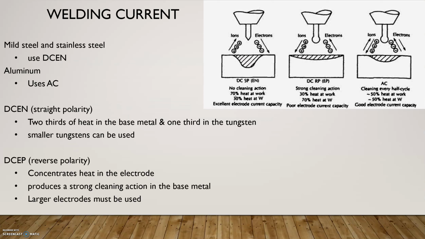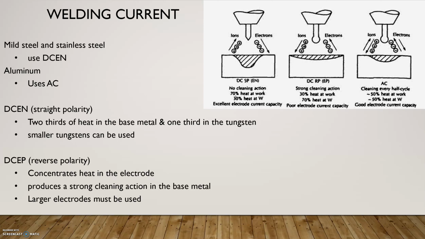Moving on, welding currents used are direct current electrode negative and alternating current. DCEN is used for welding mild steel and stainless. This concentrates about 2/3 of the heat in the base metal, which allows for better arc control and gives deep penetration. Alternating current is used for welding aluminum and other non-ferrous alloys.